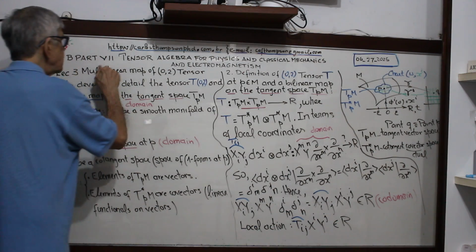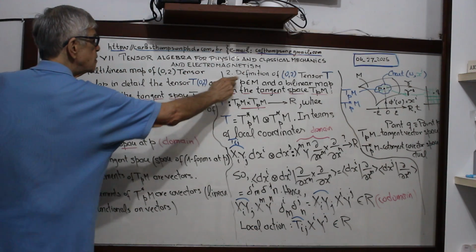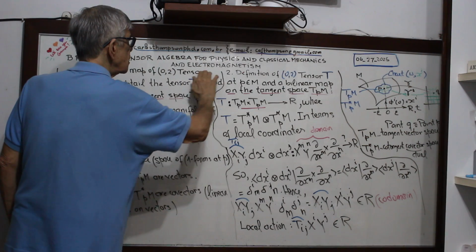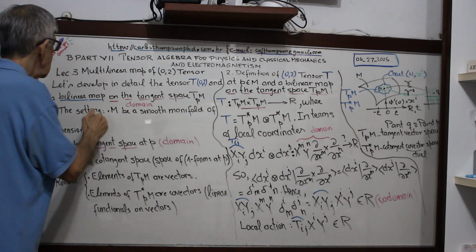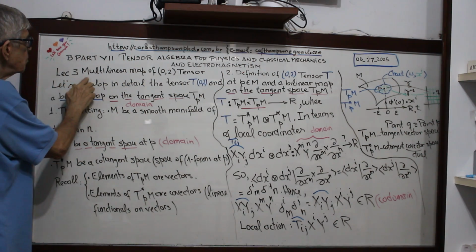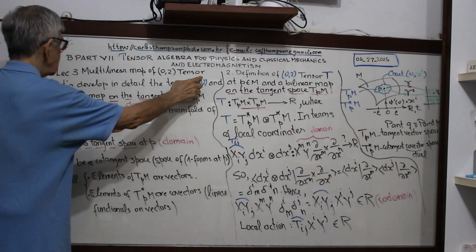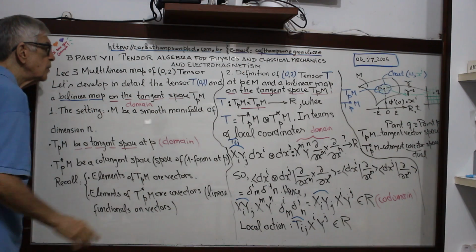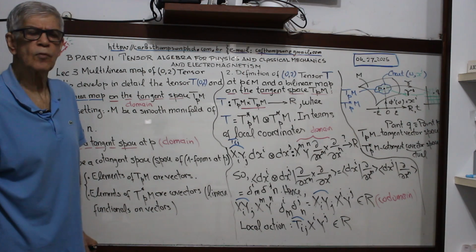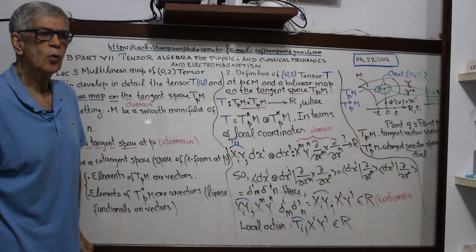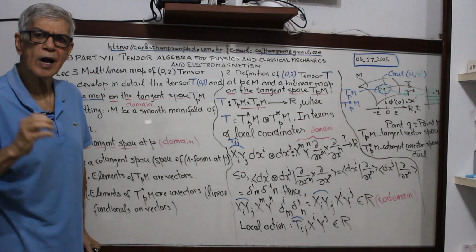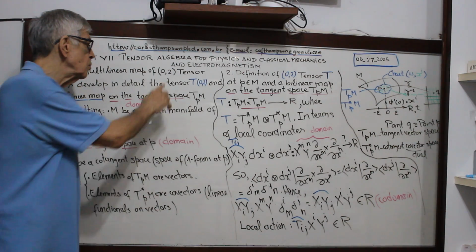Part 7, Tensor Algebra, for physics, classical mechanics and electromagnetism. Now, Lecture 3, multilinear map of a 0-2 tensor. In this case, this is a particular case of the previous lecture which we derived for 0s. Now it's 0-2.